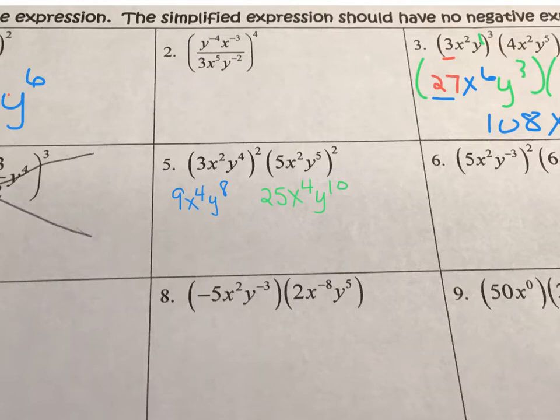Okay, now I'm ready to put these together. So 9 times 25 is 225. X to the 4th times x to the 4th is x to the 8th. Y to the 8th times y to the 10th is y to the 18th.